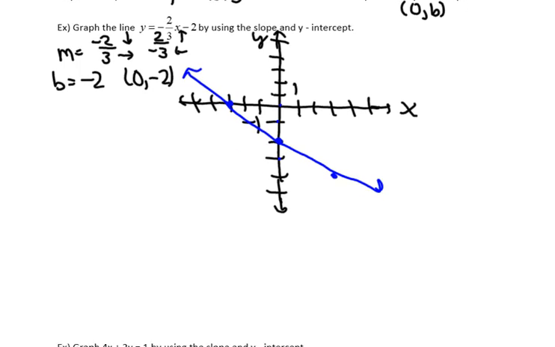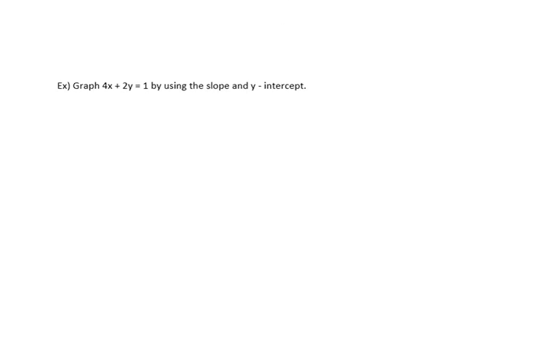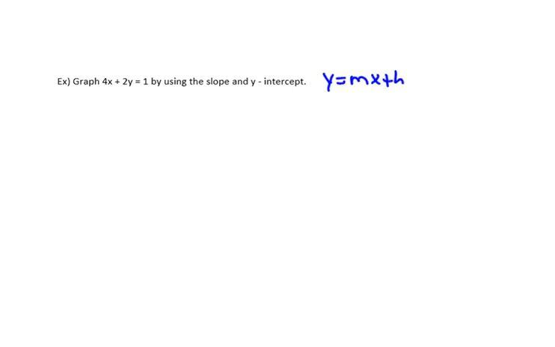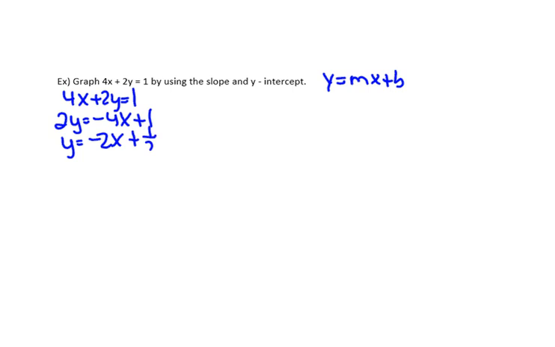Okay, one other example I would like to do is to graph this equation using the slope and the y-intercept. Notice this is not in slope-intercept form. Remember, slope-intercept form, y equals mx plus b. So I need to solve this equation for y. So first off, I will subtract 4x. Now I will put the x term first. And now I need to divide everything by 2. Well, negative 4 divided by 2 is negative 2. And 1 divided by 2, I'm going to leave as 1/2.